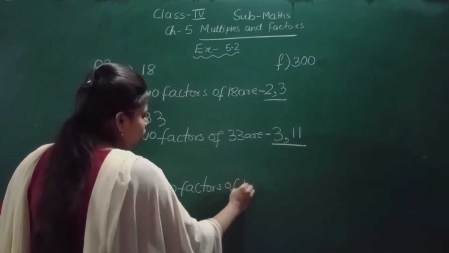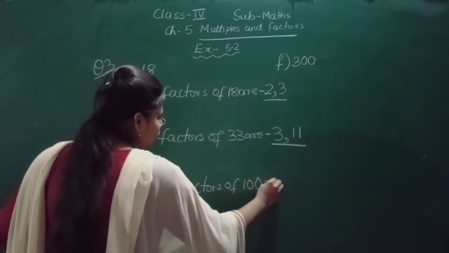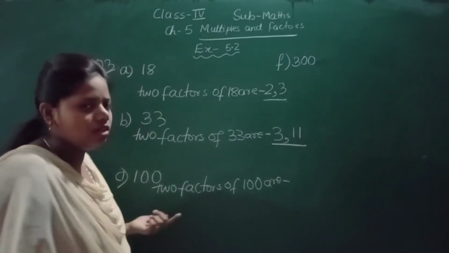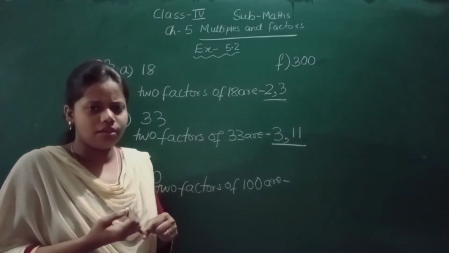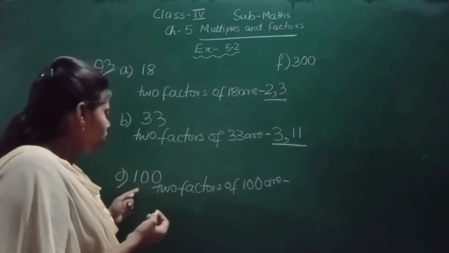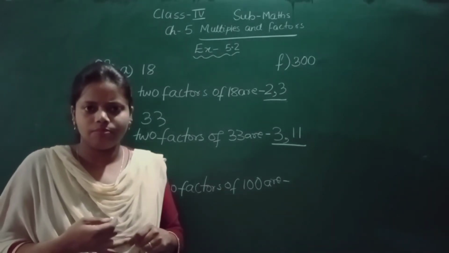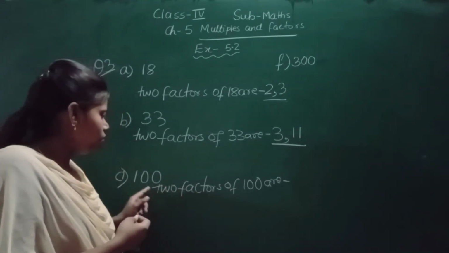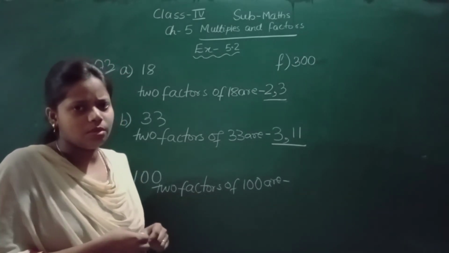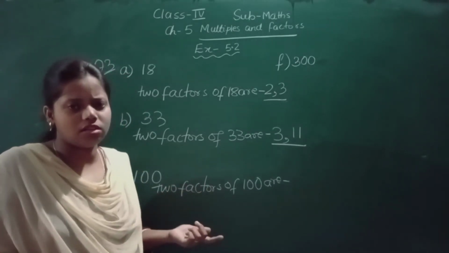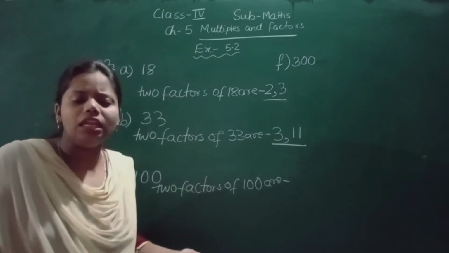2 factors of 100 are. So this 100 will come in 2 table also. 250 ja 100. Okay, it will even come in 4 table. It will also come in 5 table. It will come in 10 table. It will come in 20. So many factors are there of this 100. So you can write any factors.